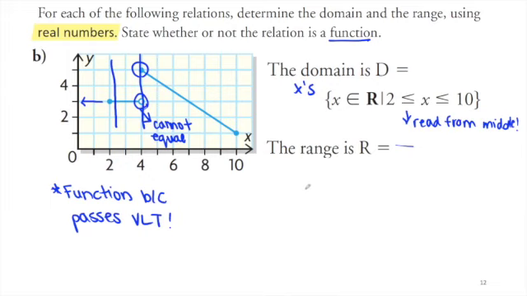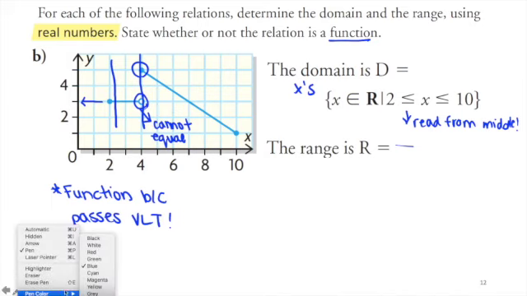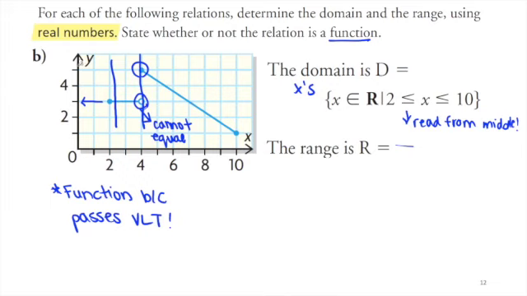For the range, you're looking at whether there are specific values or restrictions that your y's can only be. Your y's are up and down. The highest that your y's go is, sorry, not 4, this is at 5, and the lowest that your y's go is 1. Are there any values that your y's aren't in between?